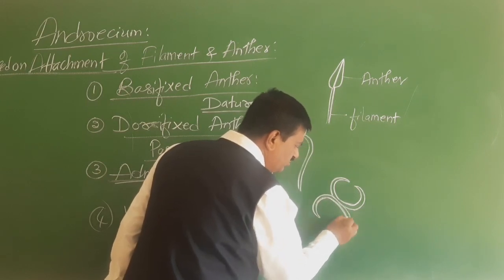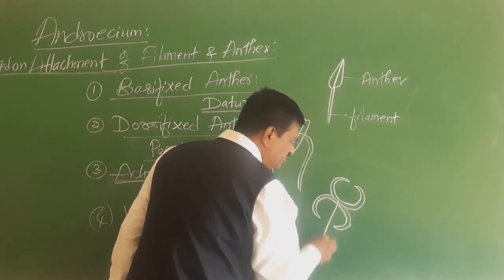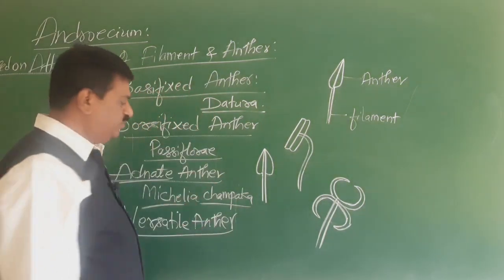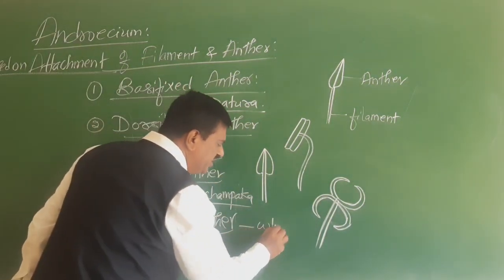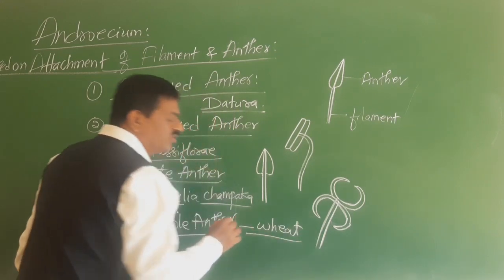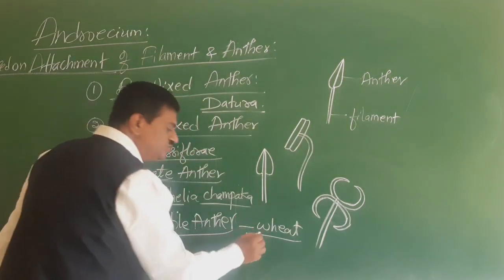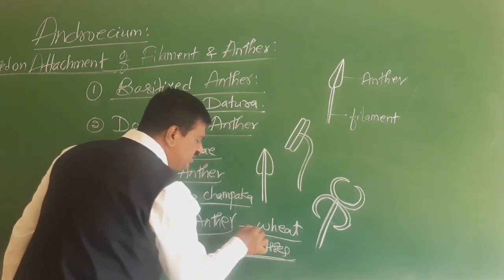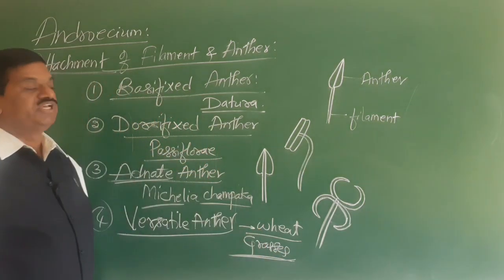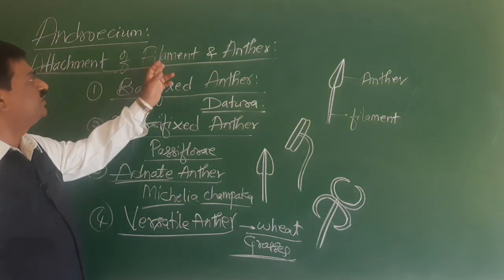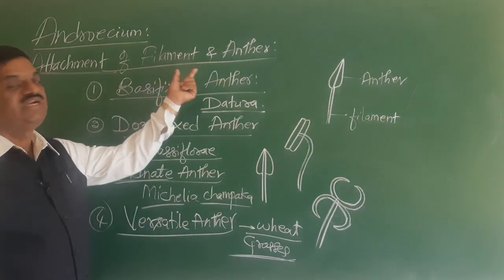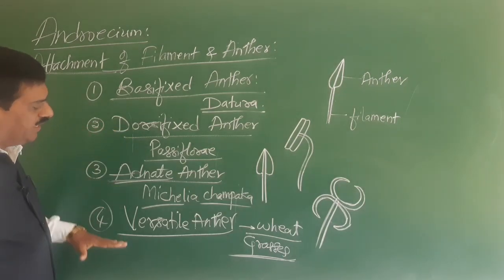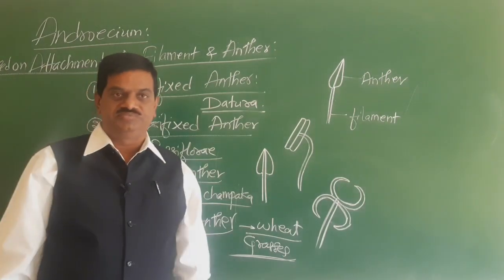Here the anthers are diverted, and there is a presence of filament. This can be noticed in the wheat as well as in the grasses, and it comes under a family called Poaceae. So these four come under the attachment of filament and anther: basifix, dorsifix, adnate and versatile.